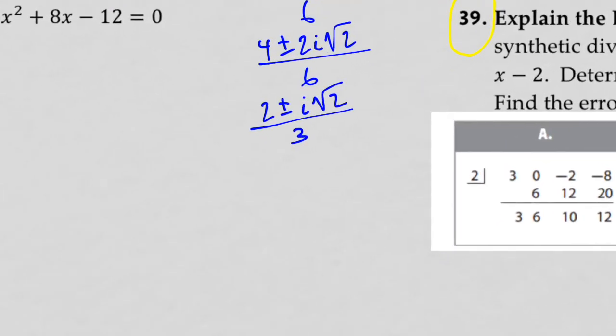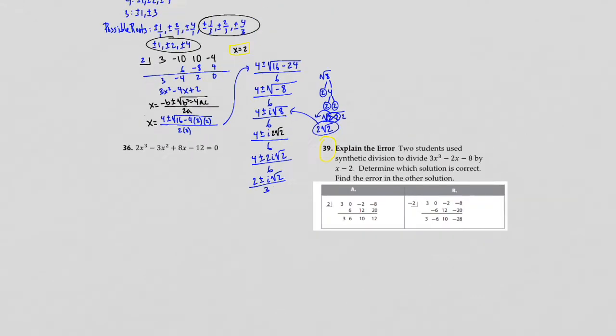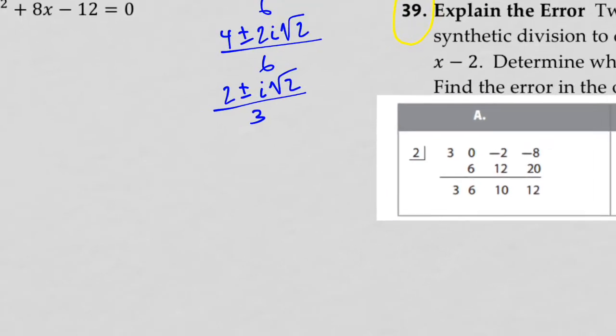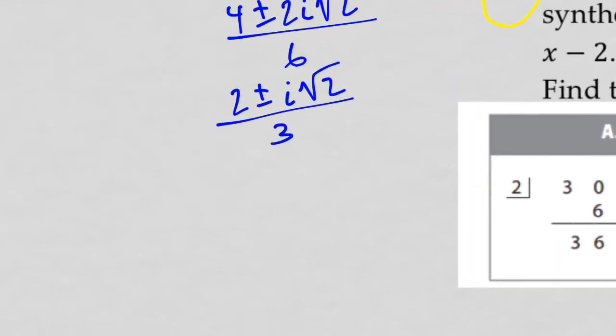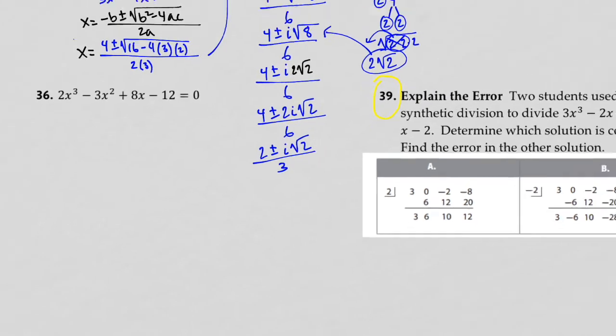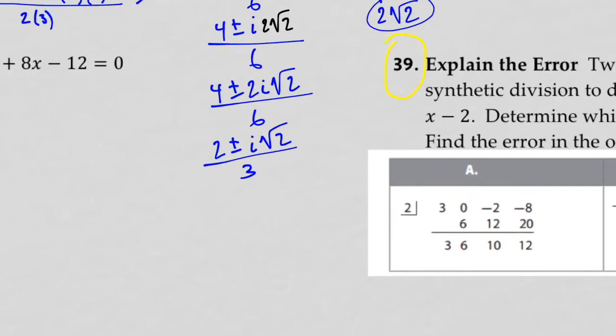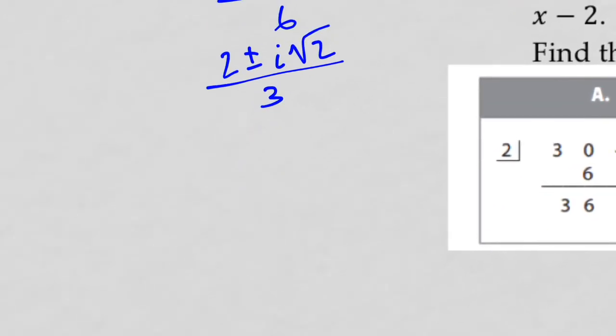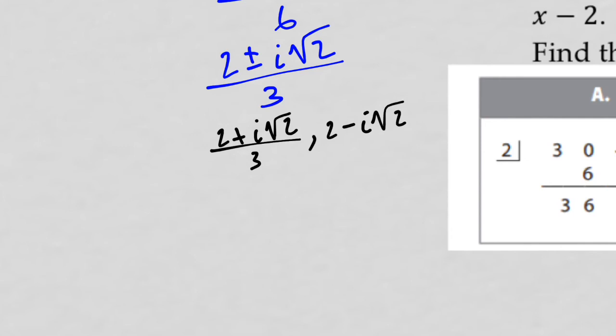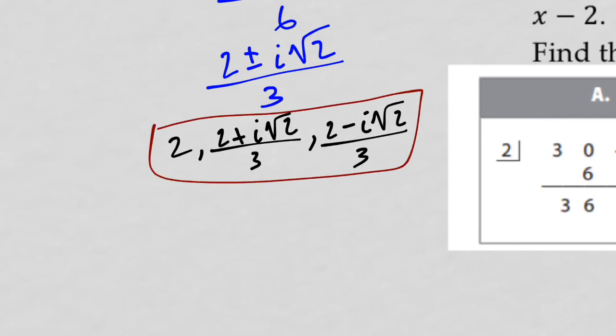Now we don't like to leave them like this with the plus or minus anymore. We like to actually separate them from each other because we need 3 roots. We already found one, right? Let's see where we find it. Right here. X equals 2. The other 2 are right here, which are 2 plus I radical 2 over 3 and 2 minus I radical 2 over 3. And the 2 that we had found earlier. Those are all the roots, all the zeros.